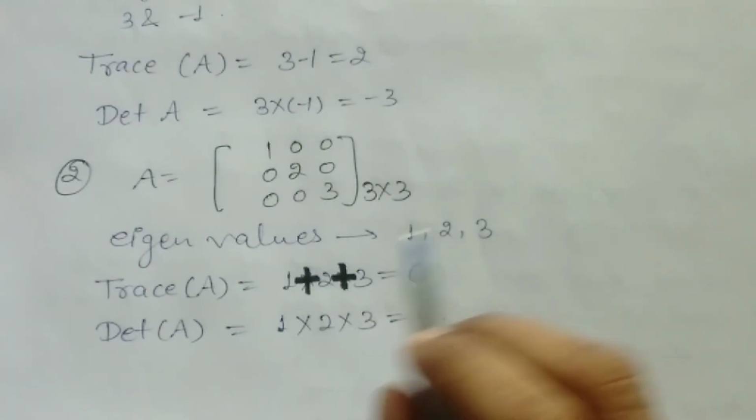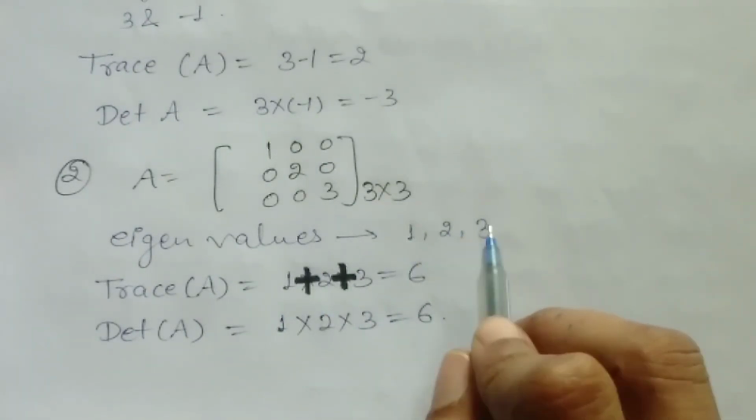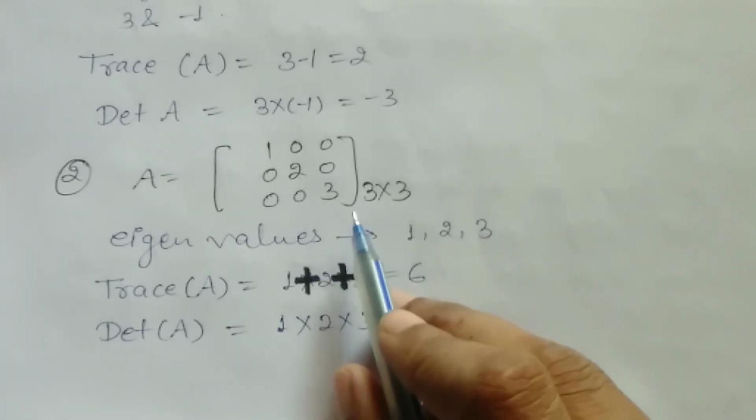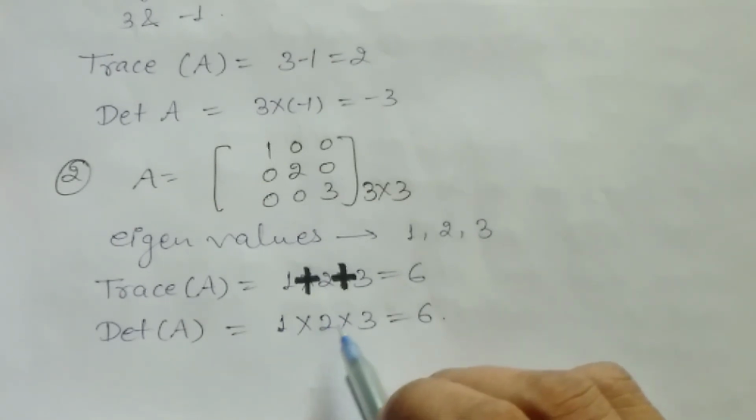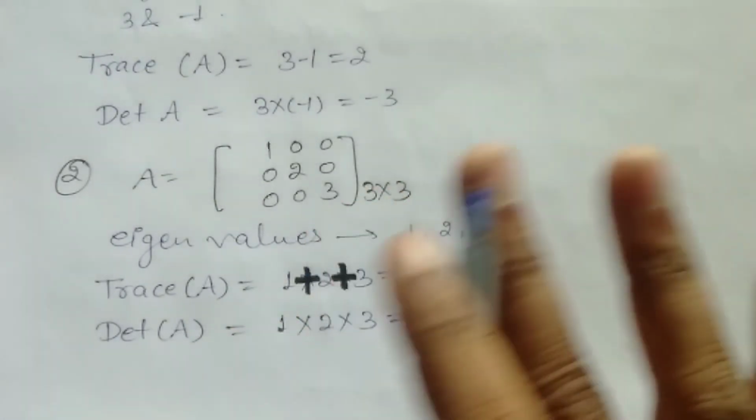Trace of A is equal to the sum of eigenvalues: 1 plus 2 plus 3 is equal to 6. And the determinant of the matrix A is equal to the product of eigenvalues: 1 multiplied by 2 multiplied by 3 is equal to 6.